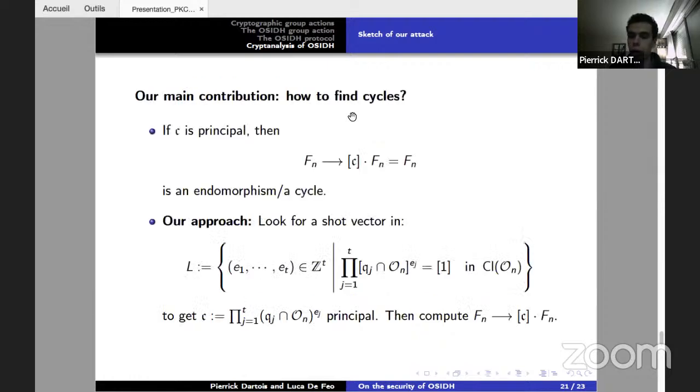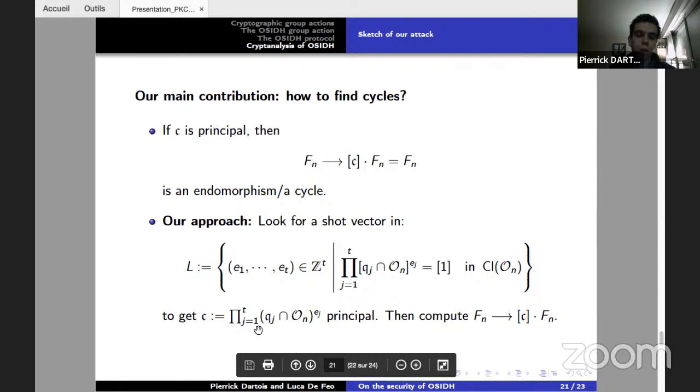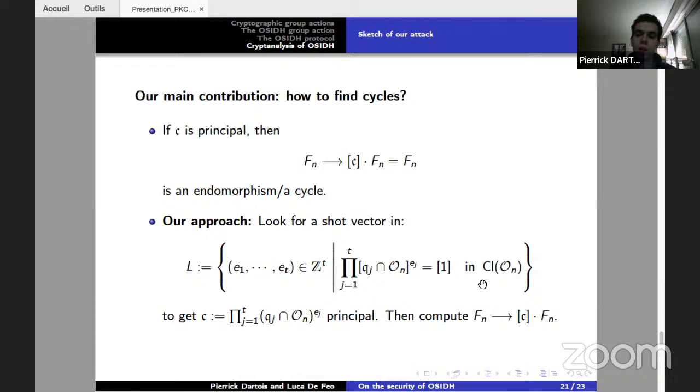The question is now, how can we find such a cycle? We just have to compute the group action by a principal ideal, because this will give an endomorphism, which is actually a cycle. And to be simple to compute, this group action by a principal ideal would need to be in the right form, meaning a product of the q_i with small exponents. So what we do to find such an ideal is that we look for short vectors in the relation lattice of the ideal class group.